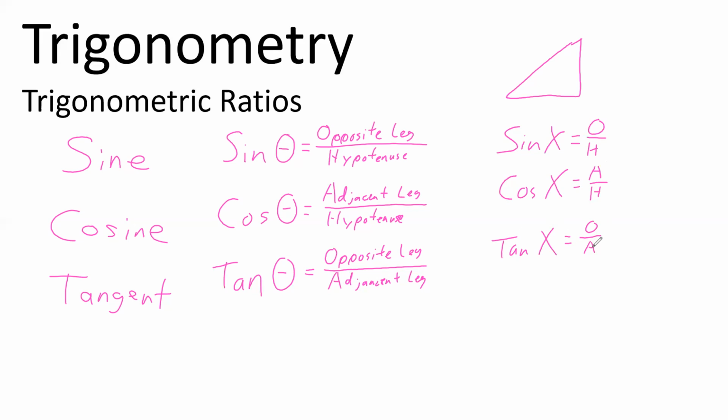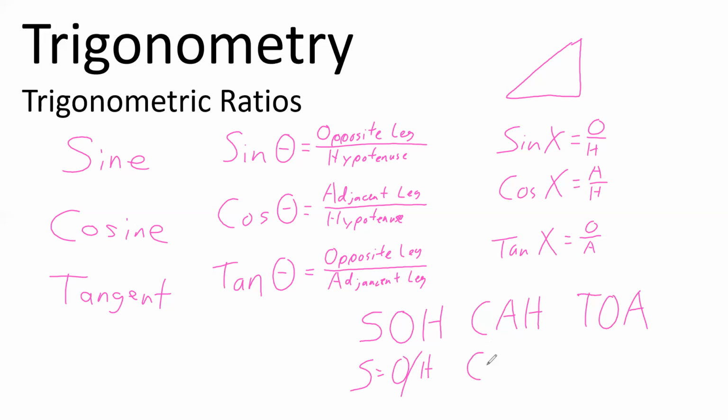Now, there is a way to memorize those abbreviations. There are many ways, and I'm going to write out one way, using the first letter from each one of those values. So we have sine is opposite over hypotenuse, cosine is adjacent over hypotenuse, tangent is opposite over adjacent. And that's what these represent. It's just the first letter of each one of those.